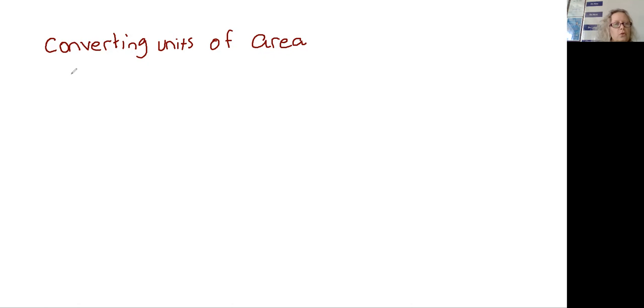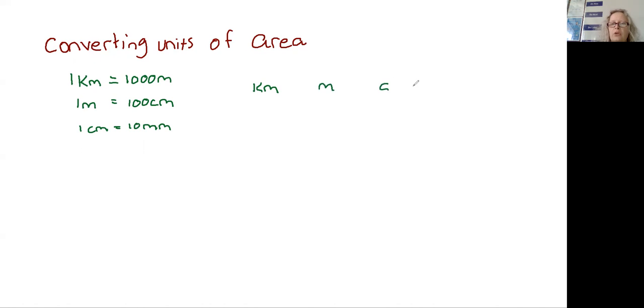Here we go. You've probably seen this, and you might want to write it down. 1 kilometre is 1,000 metres. 1 metre is 100 centimetres. 1 centimetre is 10 millimetres. Or you might be in the habit of writing it like this: kilometre there, metre there, centimetre, and then you put your millimetre over there. I don't know which one of these you like the best.